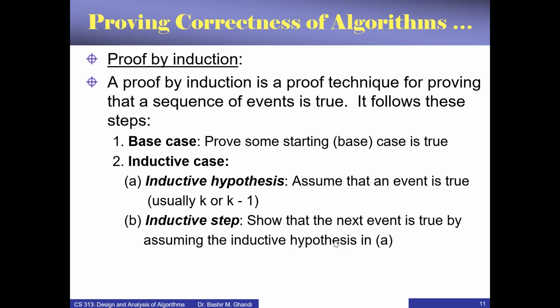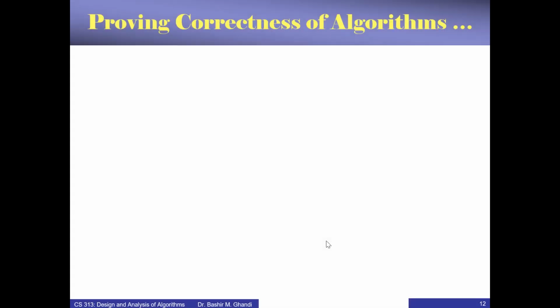So that's basically how it goes. First, you prove the base case is true. Then you make a hypothesis for a particular value of k, and then you show that assuming that hypothesis is true, the next step after that will also be true. If you can prove that, then it is true for all values of k or n. So let's take an example.